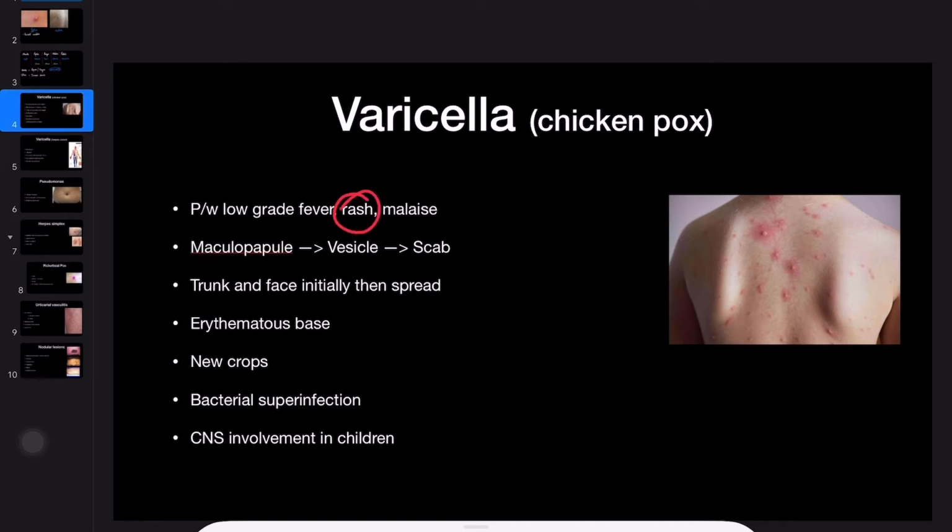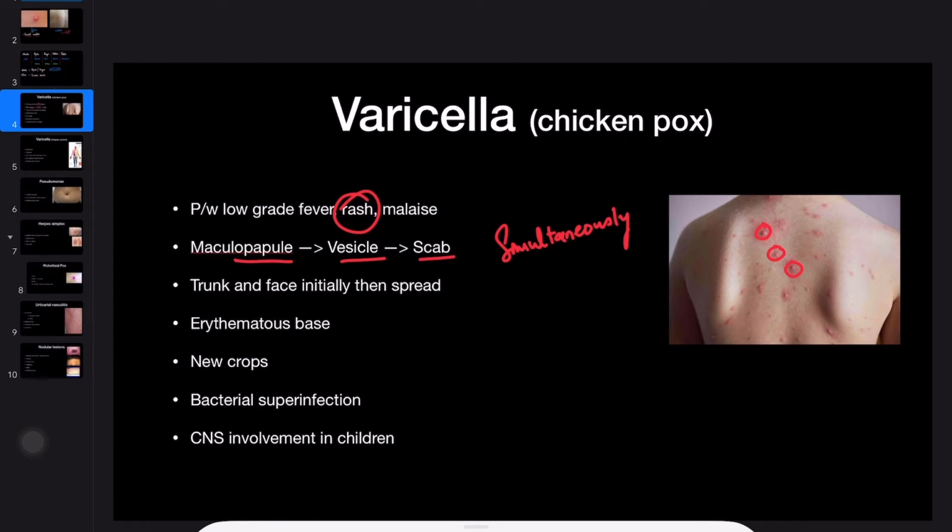The rash is the most important thing you need to remember, and the diagnosis is also made on the basis of the rash. There are three stages. You will see maculopapules, vesicles and scabs. The most important thing is that you will see these stages simultaneously, meaning that in this image you can see that these are maculopapules, while these enlarged bodies are vesicles, and scabs are not clearly seen in this image.